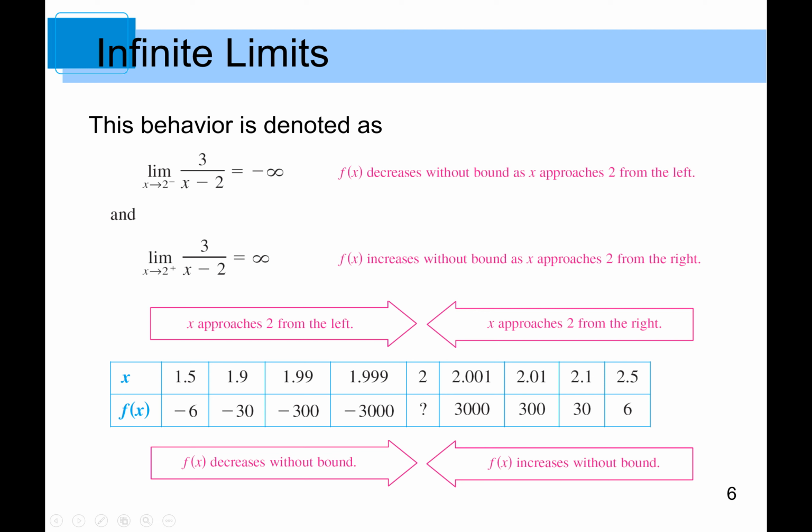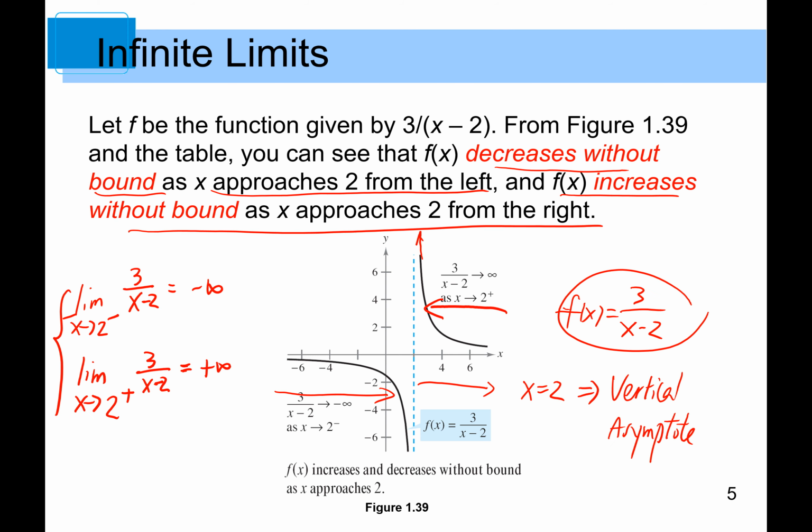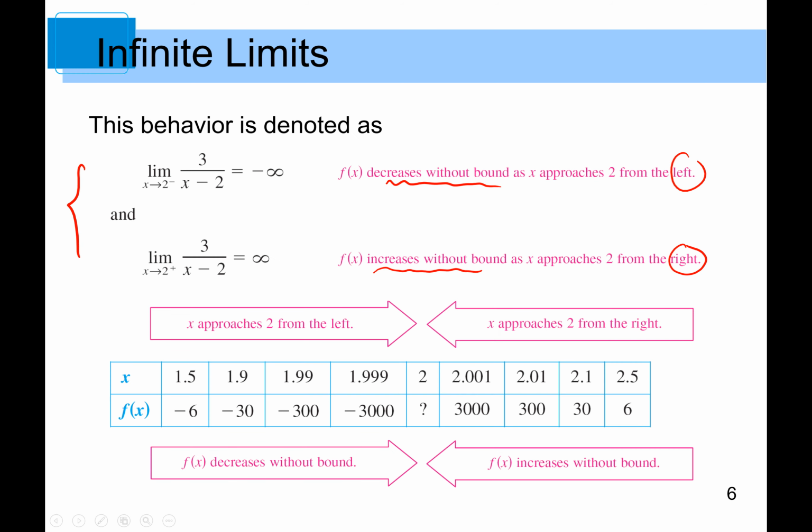This is a summary of what we just discovered. The behavior is denoted as: f of x decreases without bound as x approaches 2 from the left, and f of x increases without bound as x approaches 2 from the right-hand side. We can create a table to investigate the limit, and the table confirms what we see from the graph. f of x decreases to negative infinity as we approach 2 from the left-hand side, and from the right-hand side f of x increases to positive infinity.